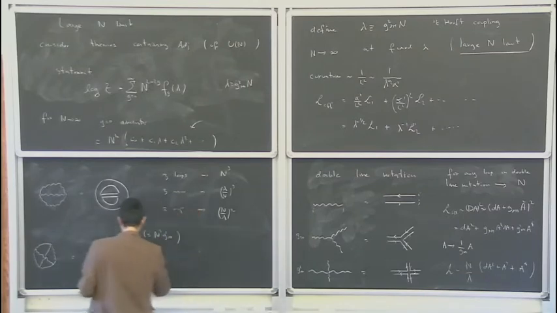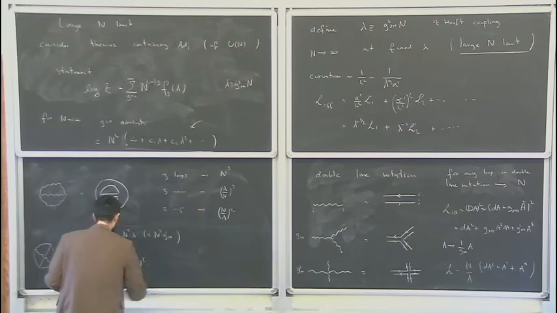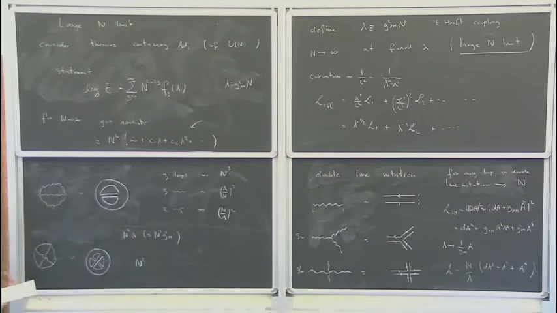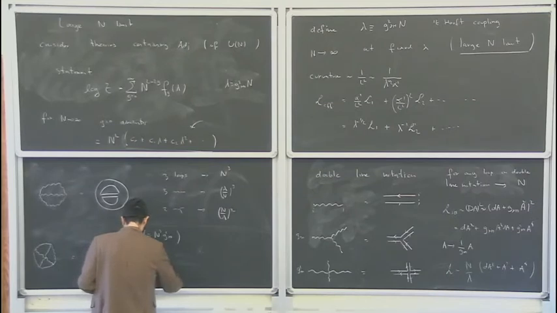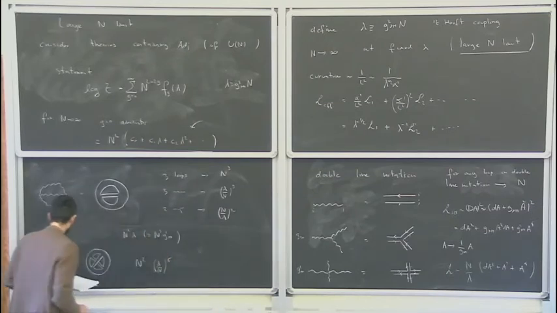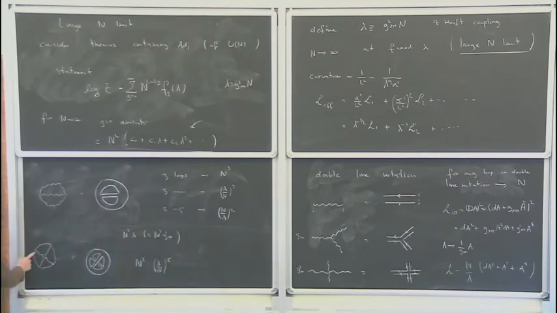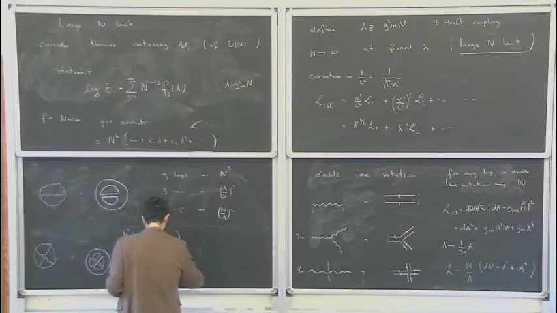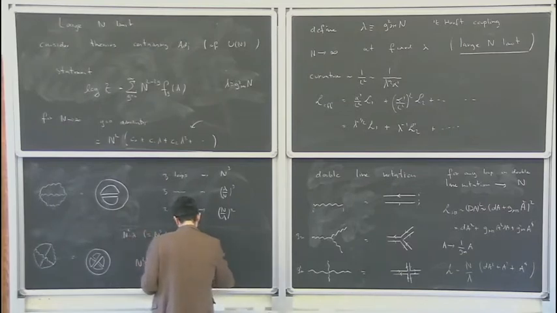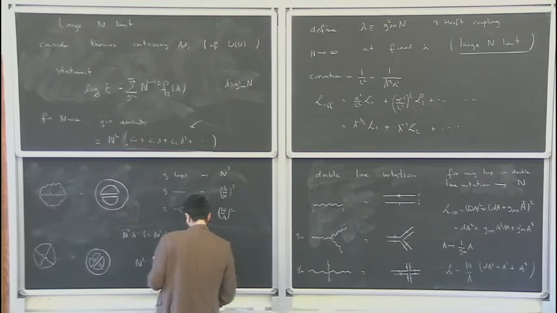Well, let's write them here. You get n squared from the loops. The propagators are 6, so you get lambda over n to the 6th. And the vertices are 1, 2, 3, 4, so you get n over lambda to the 4. So in the end, this is n to the 0. The factors of n cancel, times lambda squared.